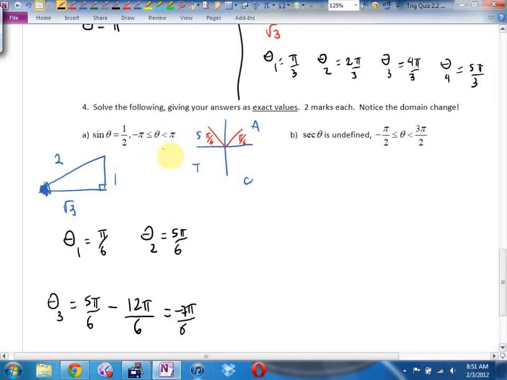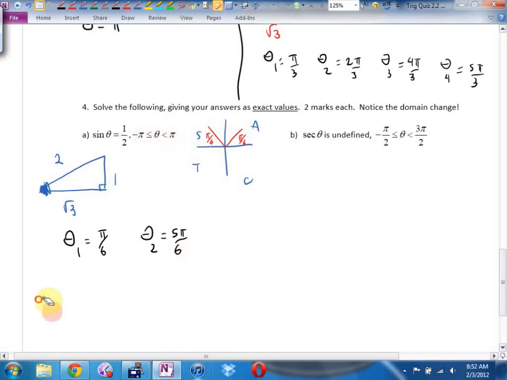I'll do the same thing with this one just to double check. Let's see. Pi by 6 subtract 12 pi by 6 is negative 11 pi by 6. Is that between negative pi and positive pi? Oh, you know what? Even though they changed the domain on this one, it didn't actually change my answers at all.